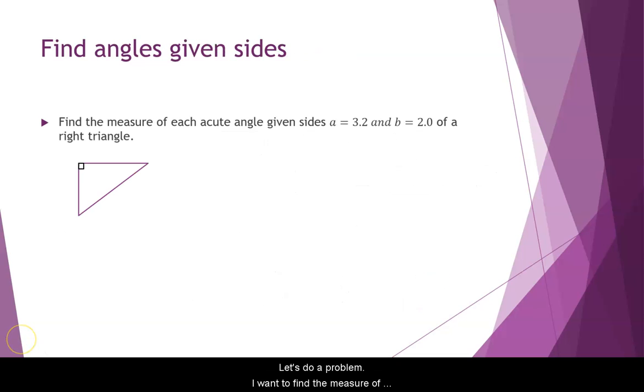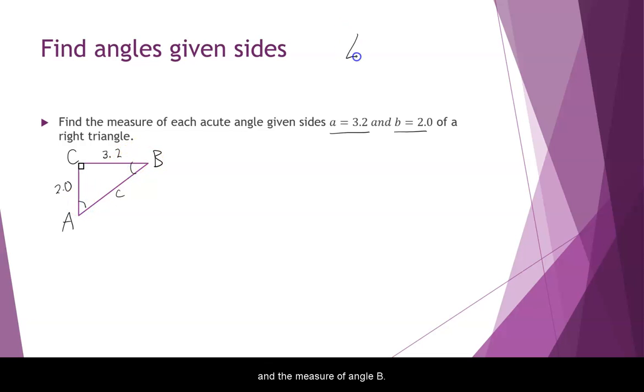Let's do a problem. I want to find the measure of each acute angle given these two sides of a right triangle. I'm going to call this side A, so that's 3.2. So by convention, the angle opposite that is angle A. And then this is side 2.0, which means, again, by convention, the angle opposite it is angle B. This means the remaining two are angle C and side C. What we're interested in is finding the measure of angle A and the measure of angle B.